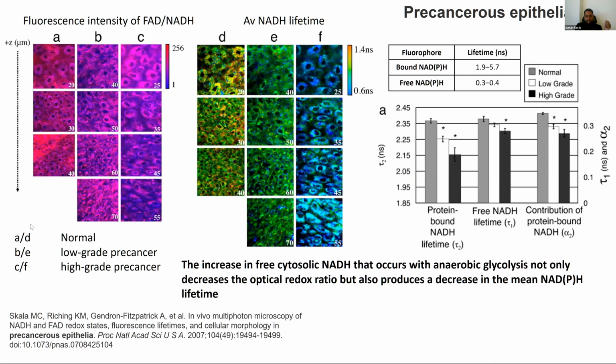This is the average lifetime. And as you see from normal, A and D, to low grade and high grade precancerous tissues, going in depth because there's less availability of metabolic oxygen, you see the average lifetime going down. You also see the redox ratio goes down. So these two systems are now completely correlated. And again, this is the ratio that is very important between the protein bound and protein free. You see this ratio in terms of bound going down as you're getting more and more glycolytic. So this gives us, again, a way to look at this system.